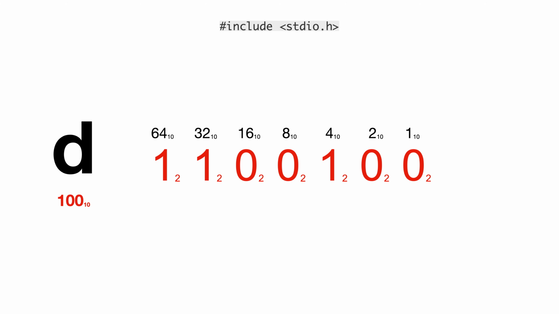Moving forward, we're going to use this notation to know when we're talking about binary and when we're talking about base 10. So there's going to be a subscript of 10 for a value that is base 10 and a subscript of 2 for a value that is binary.